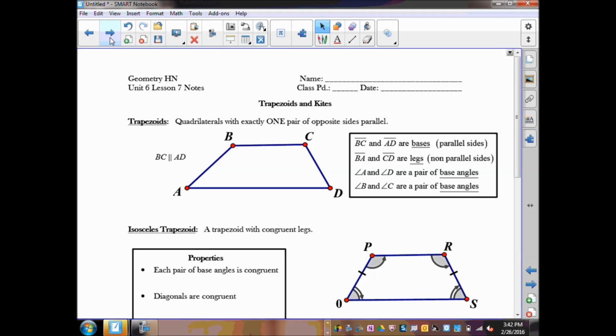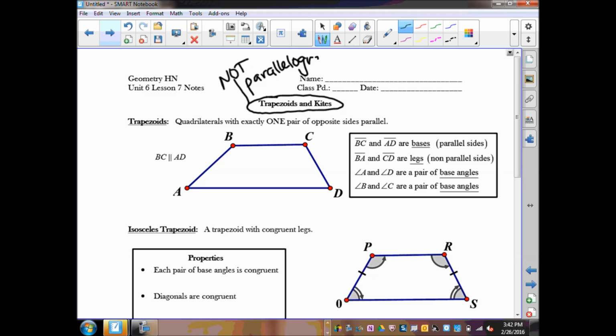So first off, remember trapezoids and kites, these are not parallelograms. They never were, they aren't, and they never will be. Alright? So these are just a specific type of quadrilateral, and it is not a parallelogram. So it does not have those defining properties of a parallelogram.